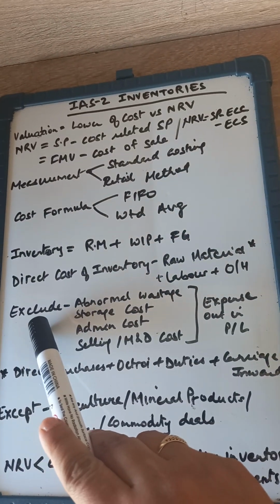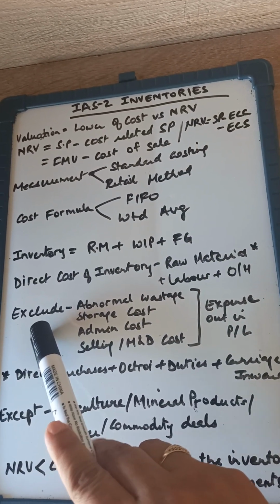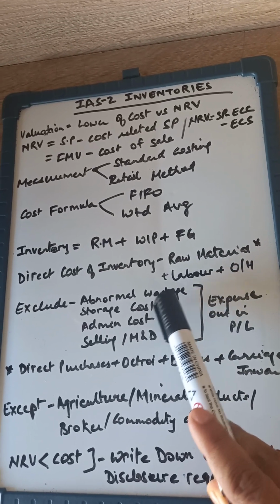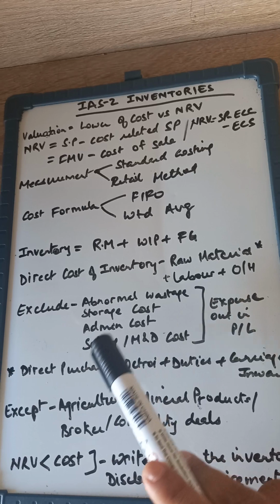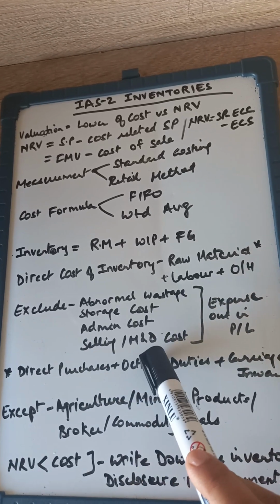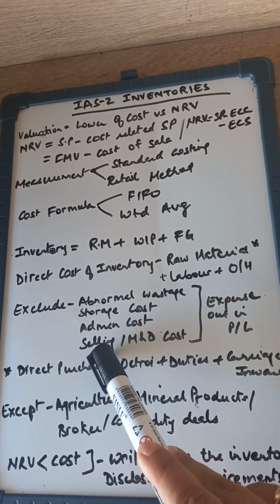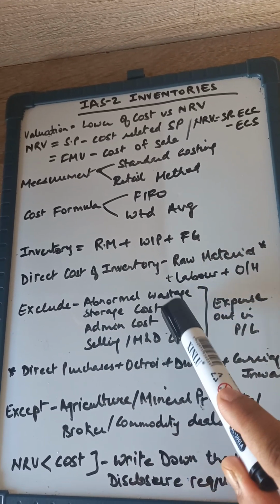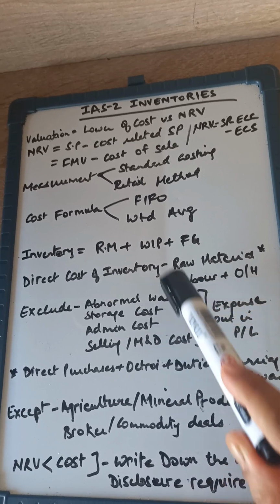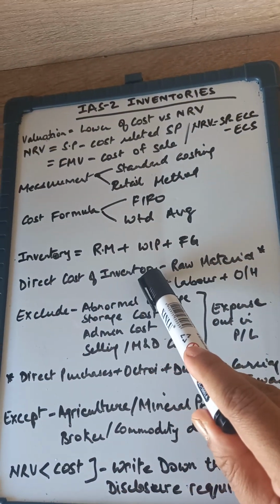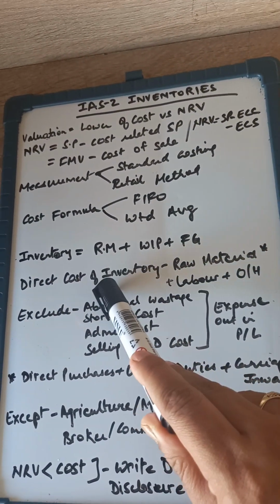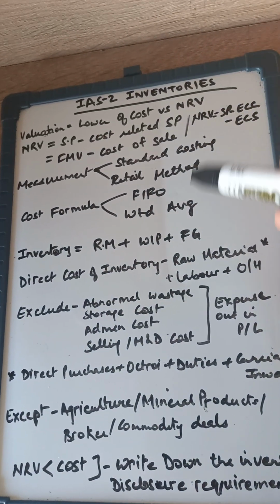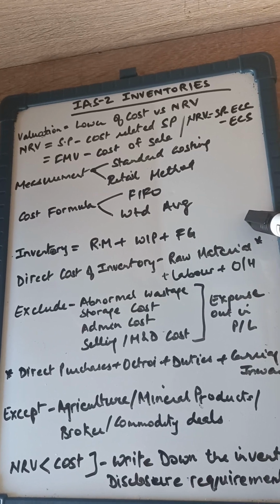What is excluded from the direct cost? Any abnormal wastage, any storage cost, any administrative cost, or any marketing and distribution or selling cost. So all these costs are excluded, meaning not added to consider the direct cost of inventory. Once again, the direct cost of inventory, this is a very important concept under IAS 2. This is one of the critical matters to understand.